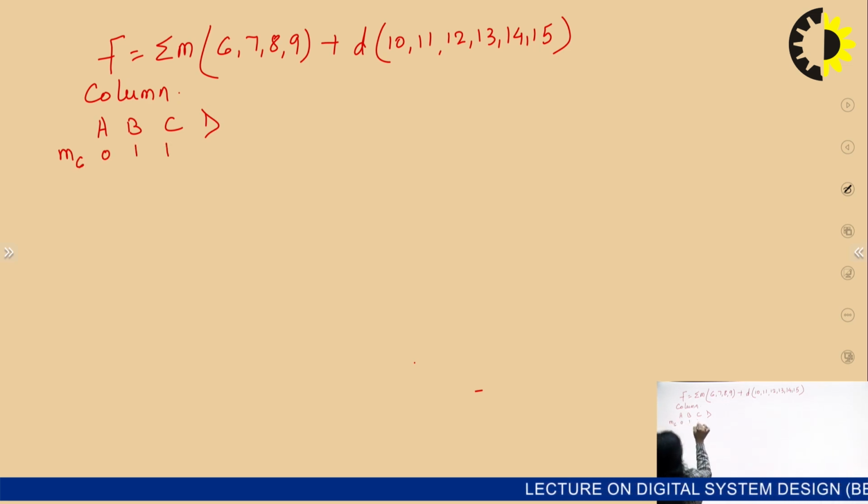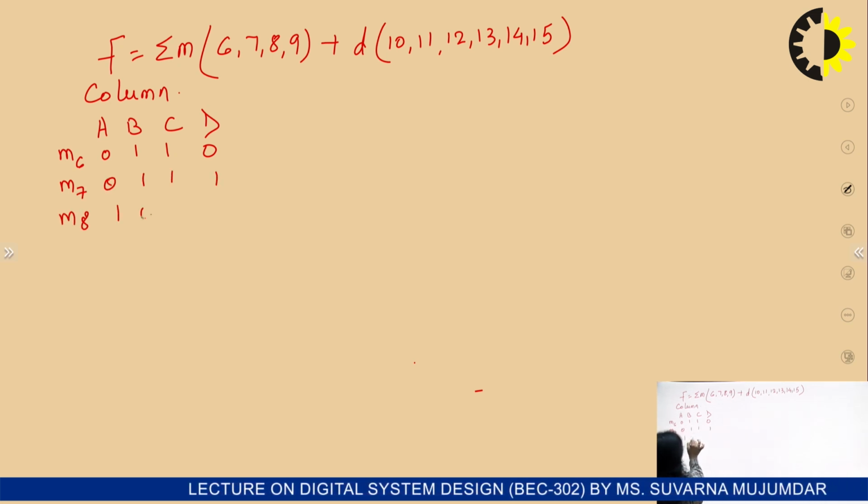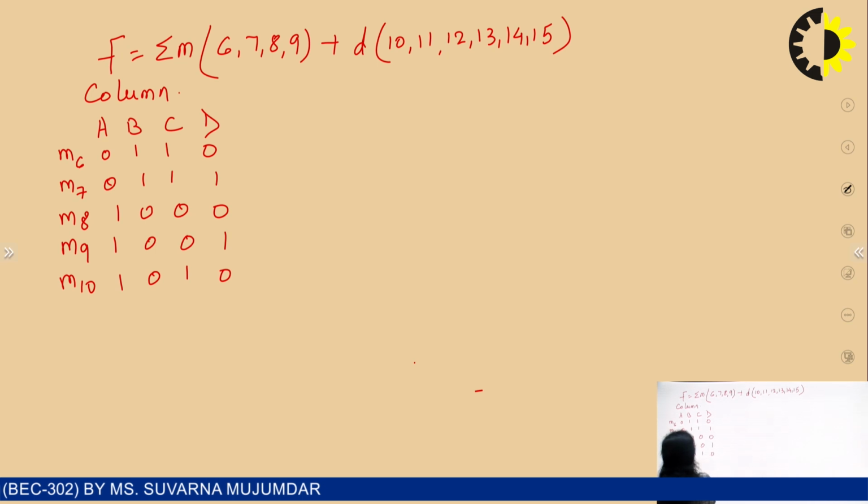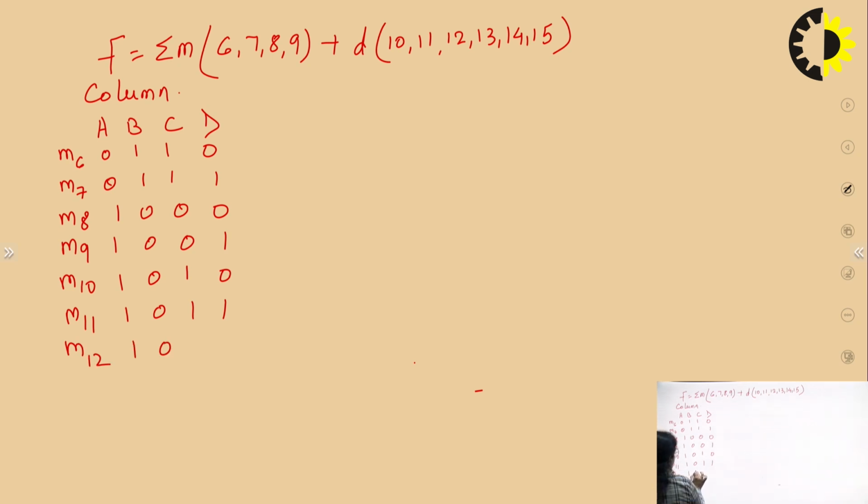M6, that is 0, 1, 1, 0. Then M7, that is 0, 1, 1, 1, then M8, 1, 0, 0, 0, M9, that is 1, 0, 0, 1, M10, 1, 0, 1, 0, M11, 1, 0, 1, 1, M12, 1, 1, 0, 0, M13, 1, 1, 0, 1, M14 and M15.